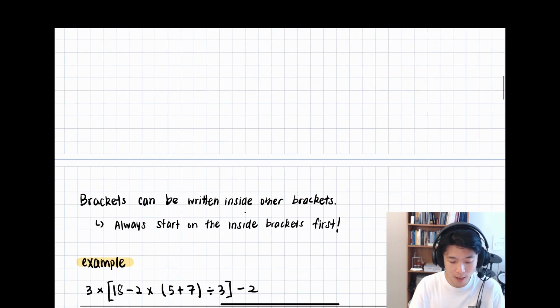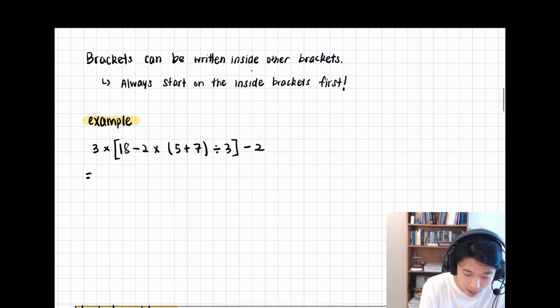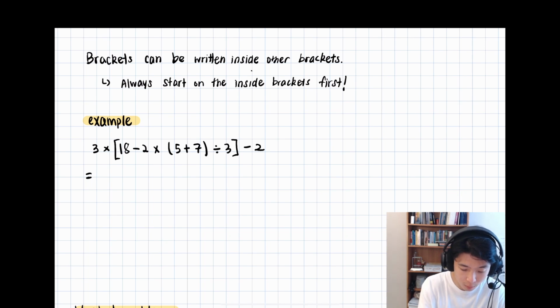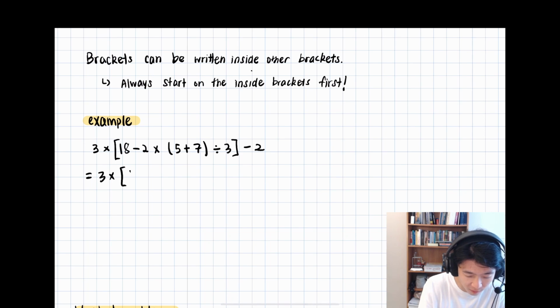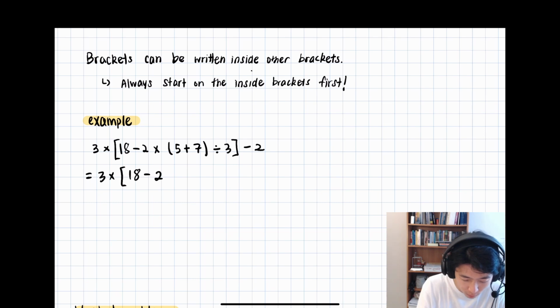Now, what happens if you have multiple brackets? Sometimes you'll see brackets inside brackets. And in questions like this, you'll need to do the inside brackets first before you do the outside brackets. And so here we see we have actually brackets inside. And so we see a 5 plus 7 there. And so what we're going to do is we are going to do 5 plus 7 first. And 5 plus 7, well, that's 12. So we've got 2 times 12 divided by 3, subtract 2.